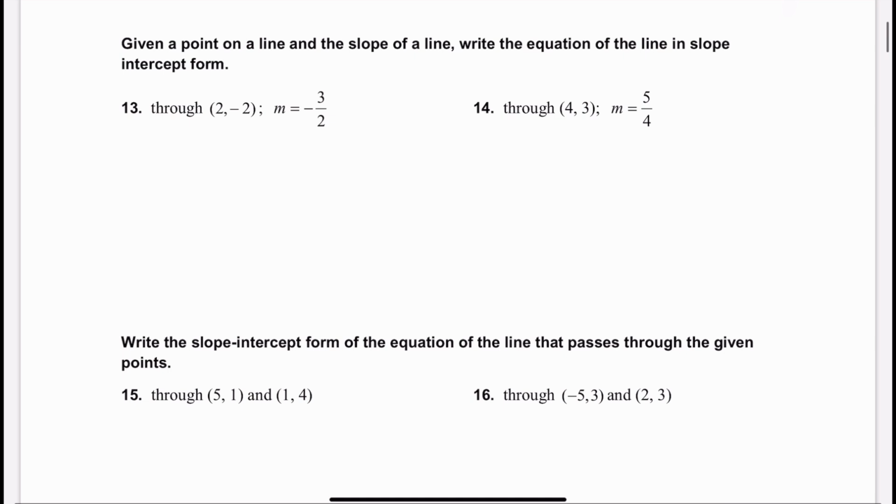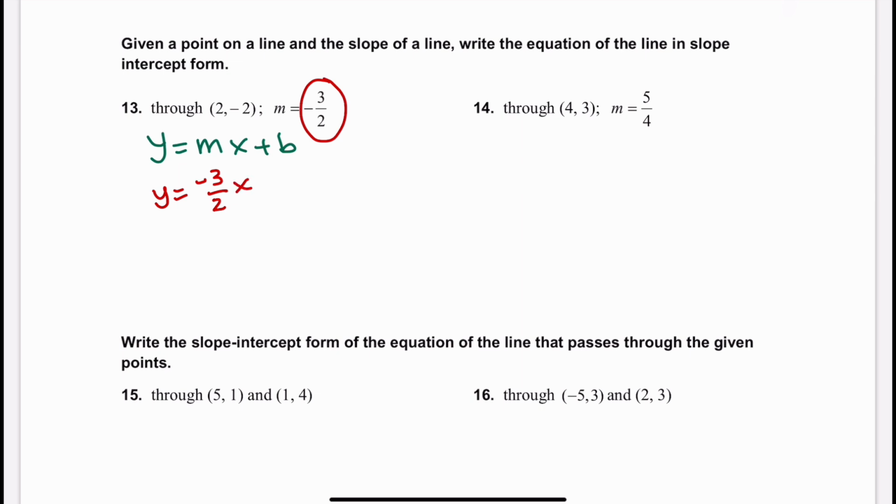Now, given a point on a line and the slope of a line, we're going to write an equation of the line in slope-intercept form. So slope-intercept form is y equals mx plus b. We know that our slope is negative 3/2. Now we need to figure out what this b is. Right now we don't know what that is. So for every xy the b will be the same.